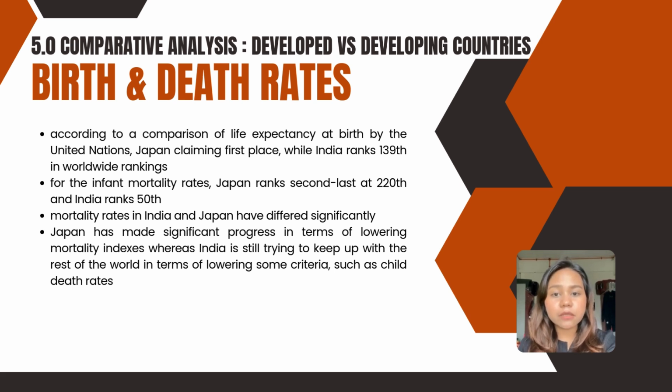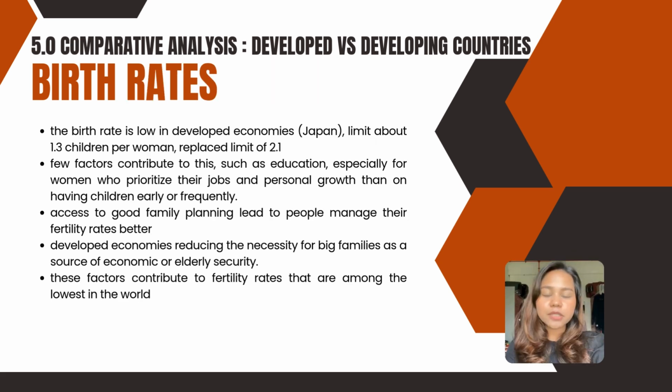Over the last 60 years, mortality rates in developing countries versus developed countries such as India and Japan have differed significantly. Japan has made significant progress in lowering mortality indexes, whereas India is still trying to keep up with the rest of the world in lowering some criteria such as child death rates. In the context of birth rates, developed countries such as Japan are generally low, around 1.3 children per woman, which is below the replacement limit of 2.1 children per woman.